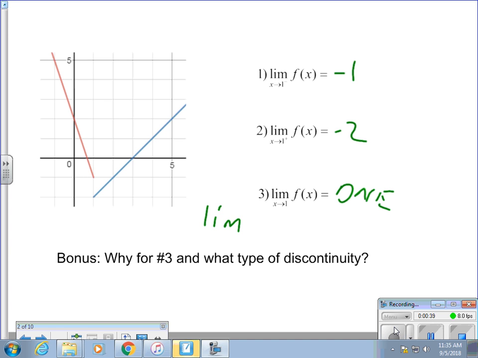The limit as x approaches 1 from the left of f of x does not equal the limit as x approaches 1 from the right of f of x. That is why the limit itself does not exist. And what type of discontinuity is this? It's a jump discontinuity.